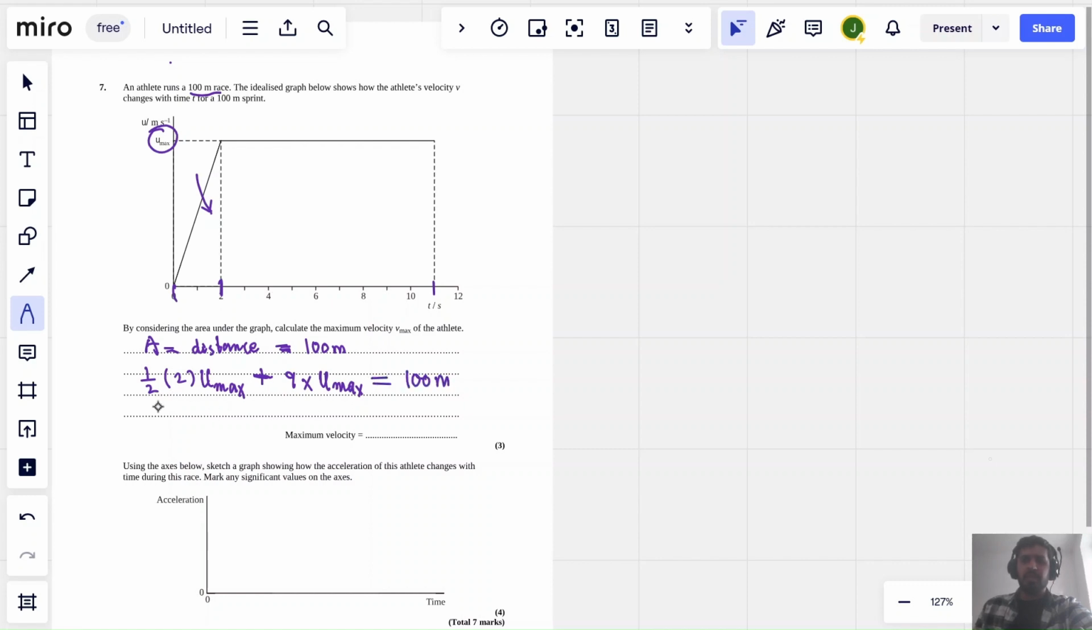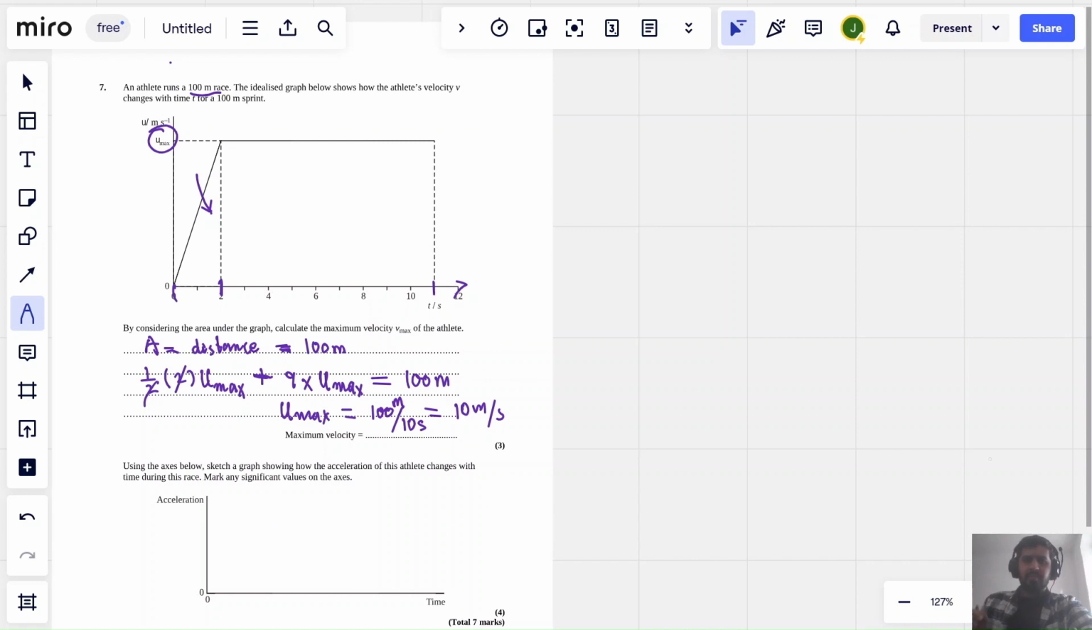Now you can just simplify, the 2's will cancel, u max plus 9 u max will give you 10 u max, and if you divide 10 on the other side, you will get u max as 100 divided by 10, which will give you 10 meters per second. So here the units for 100 are meters, and for the base, since we have time on the x-axis, this is in seconds, so meters per second.